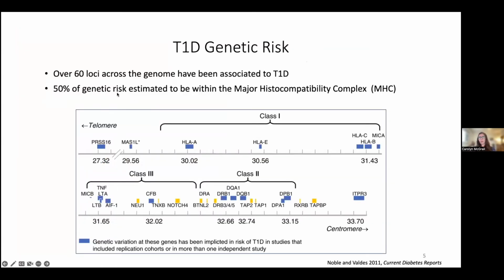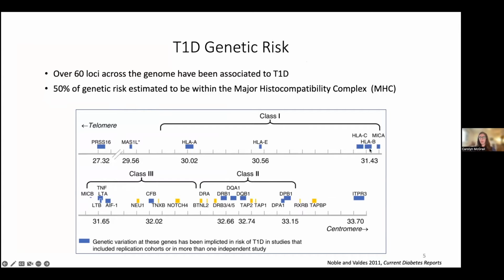Over 60 loci have been associated with T1D across the genome, but 50% of this genetic risk is estimated to fall within the MHC locus. So really the majority of the genetic risk for T1D falls in this very small 4 megabase pair region. The majority of this risk is also for class 2 genes that are inherited in haplotypes. Class 1 also can contribute.